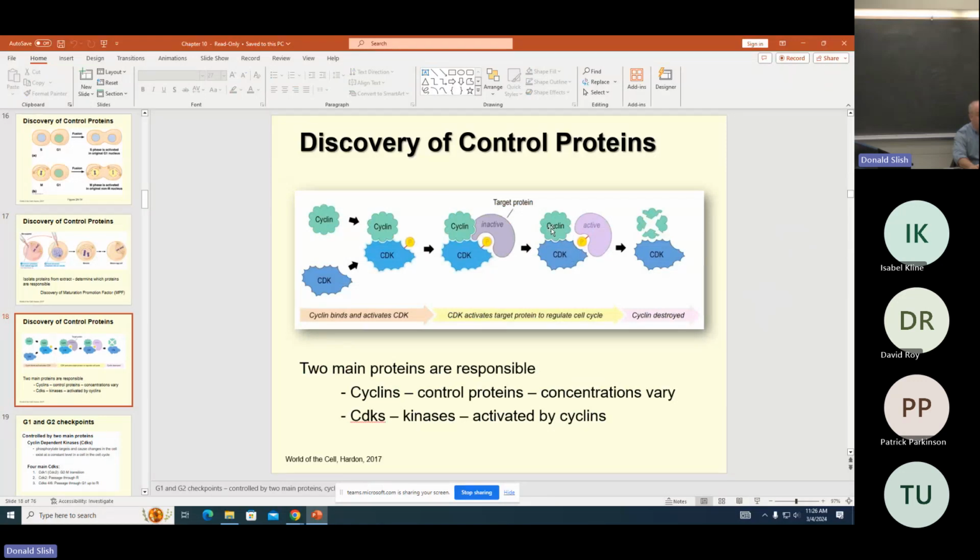And cyclins are called cyclin because if you look at their concentration throughout the cell cycle, it goes up and down, up and down, and up and down. So they're cyclin. If you're talking about a cell that's always in the cell cycle, like a stem cell, you can see the cyclins going up and down and up and down.